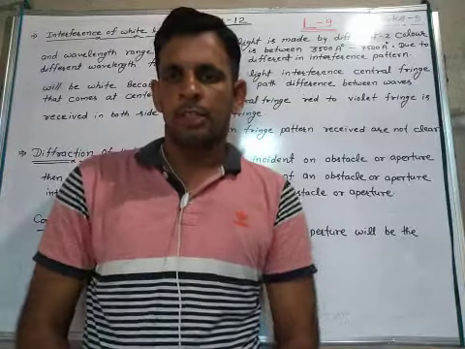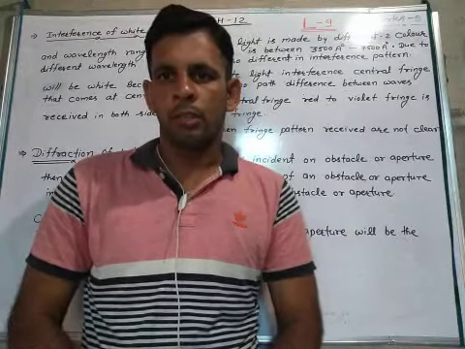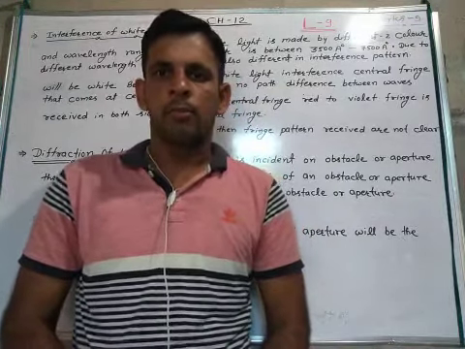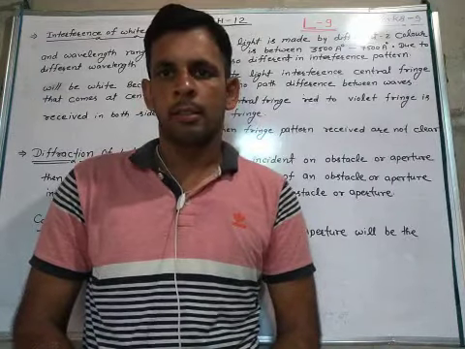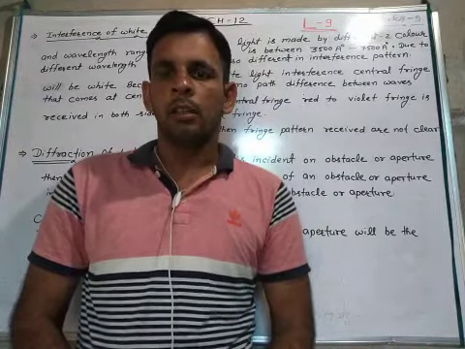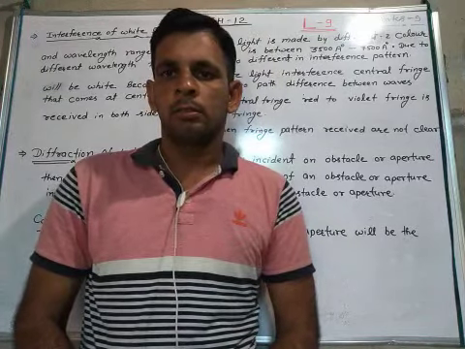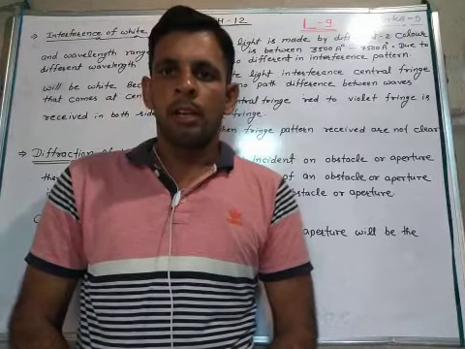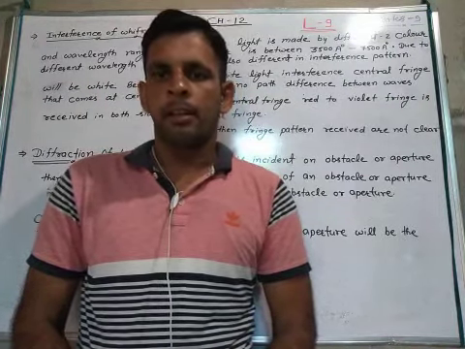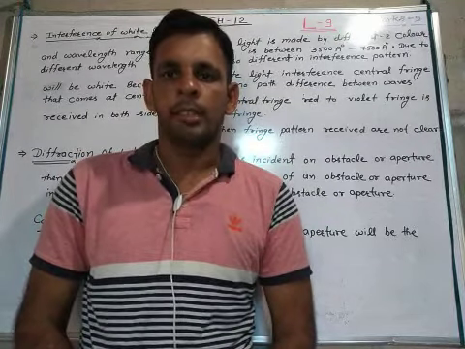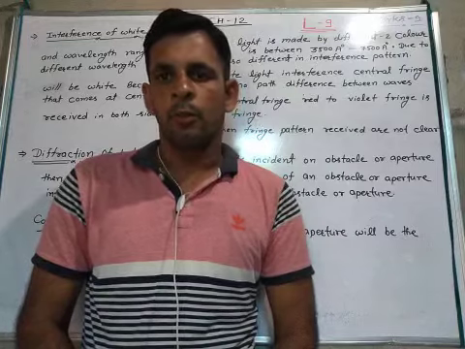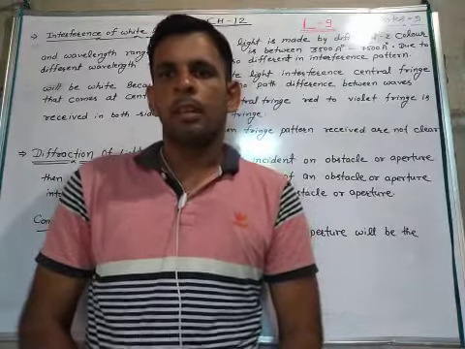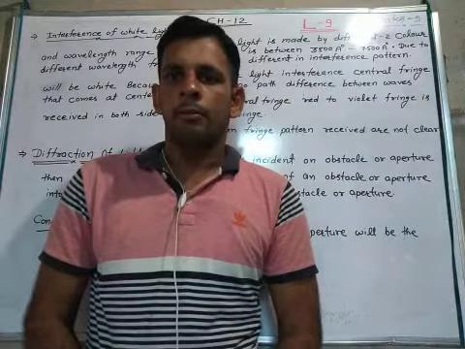In this lecture we study the interference of white light or visible light. White light and visible light are the same. This is the last topic of interference in this chapter. Visible light or white light is made up of different colors of light, the 7 colors VIBGYOR. White light is made up of different colors of light.